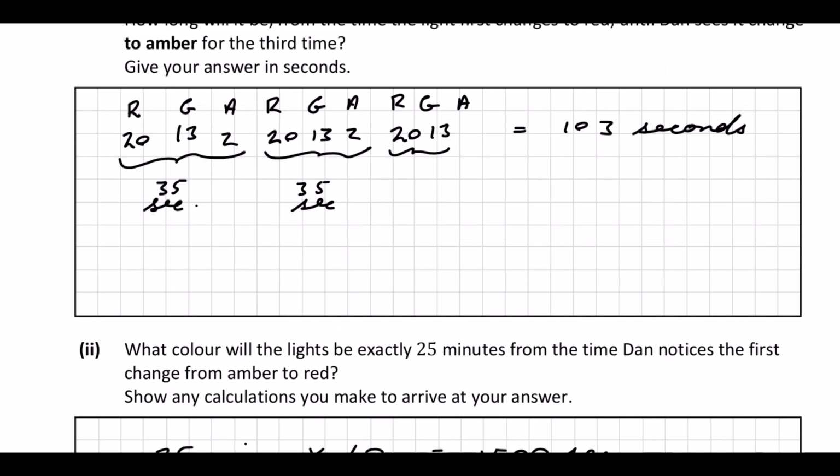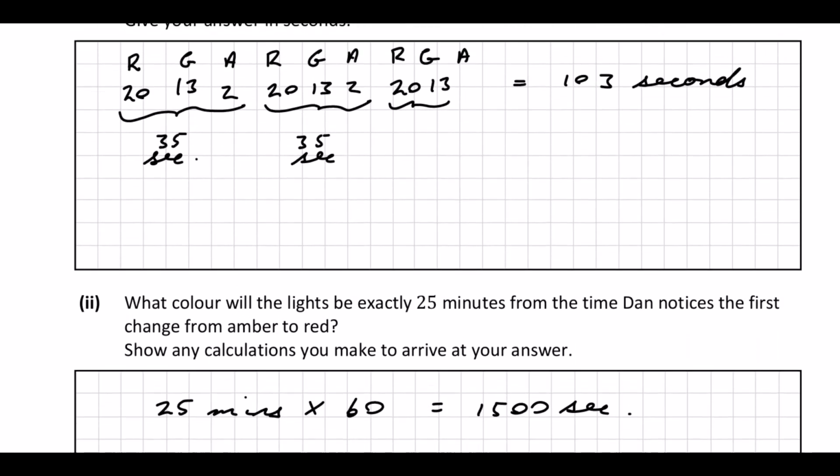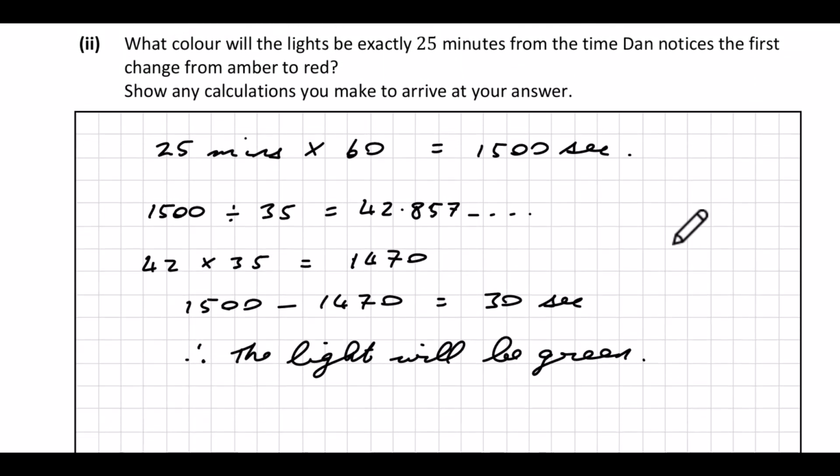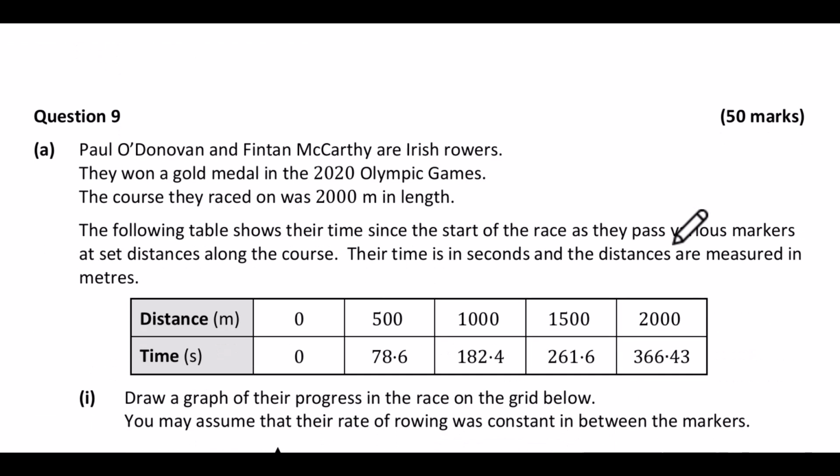So what will happen? It will turn red for 20 seconds and then it will turn green for another 10 seconds. So there's your 30 seconds. So it will be green during those 30 seconds. So let's just write that down. So therefore the lights will be green, and that's it for that question. Okay, so let's look at the next question then.